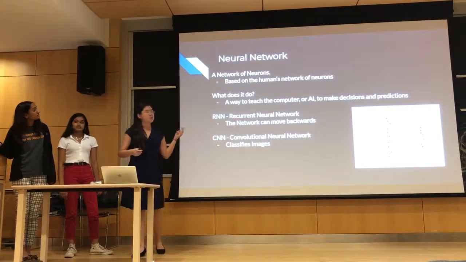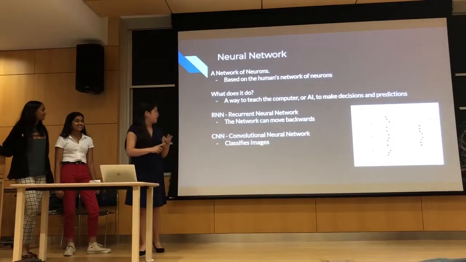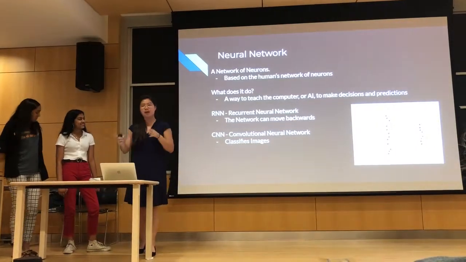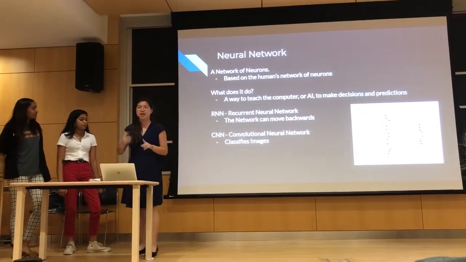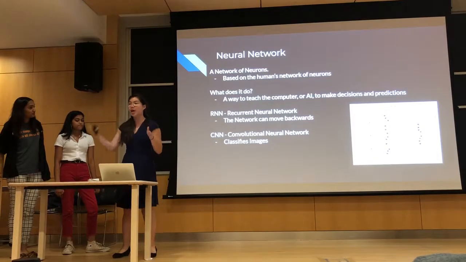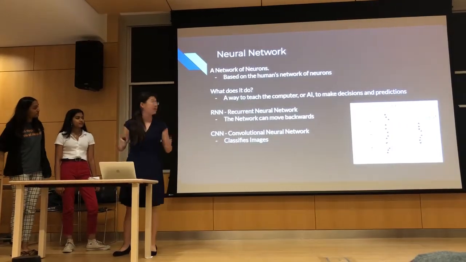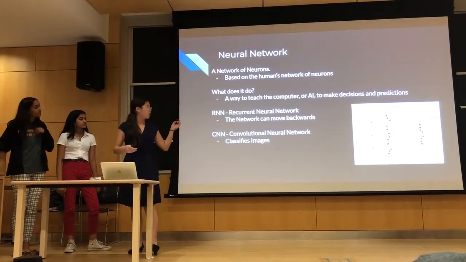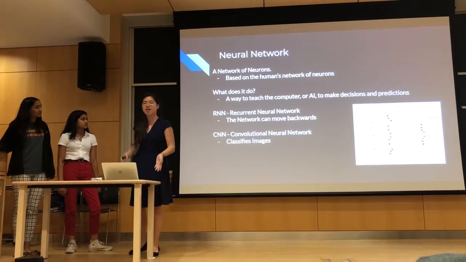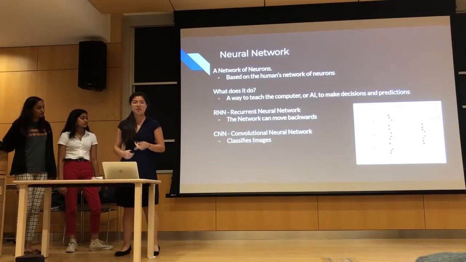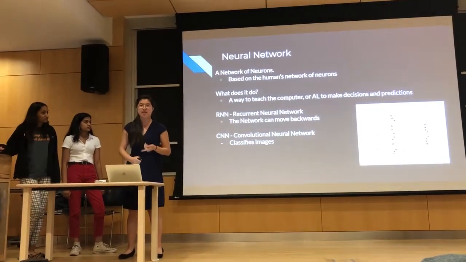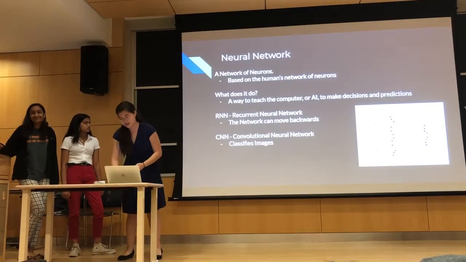In our project, we actually use two different neural networks. We use the RNN and the CNN. The recurrent one allows us to move backwards, so we don't have to go from just input to output; we can also go from output to input. And we also use the CNN, the convolutional neural network, which helps us with classifying images, because there's a reason this is called image-based captioning and not just text.